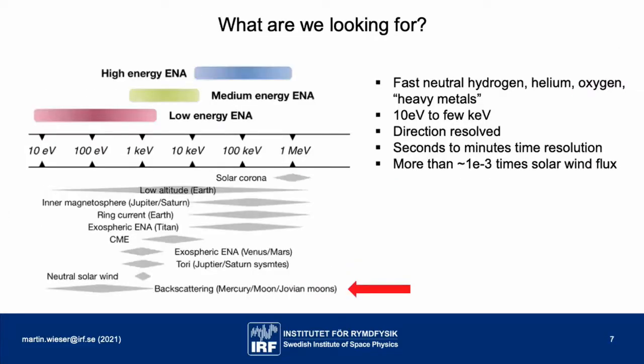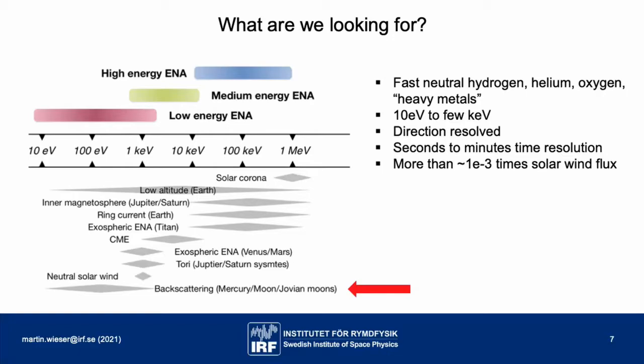Now, in the first part of this presentation, I will talk about instrumentation, and there, of course, it's important to understand first, what are we looking for? There are different energy ranges that instrumentation for energetic neutral atoms traditionally covers: low energy ENA, medium energy, and high energy ENAs. For energetic neutral atoms emitted from the lunar surface, it's the low energy ENAs which are of interest, between 10 eV and maybe 1 or 2 keV of energy.